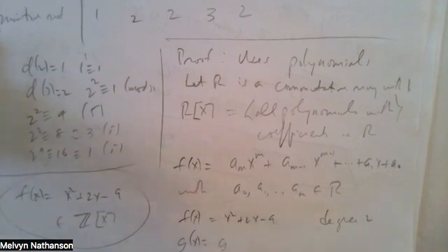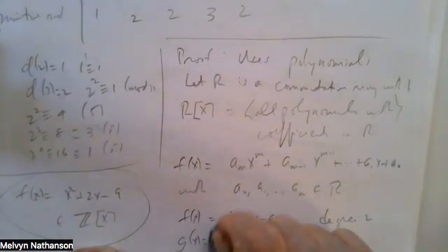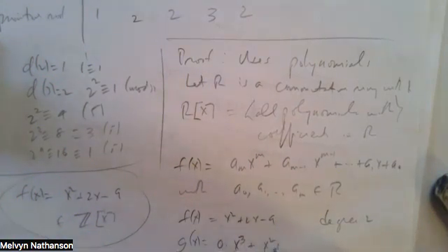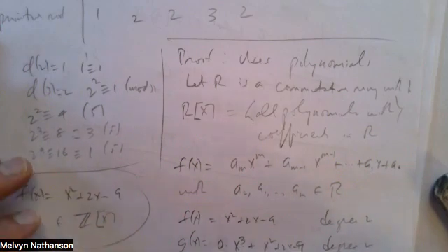Say g of x equal to 0 times x cubed plus x squared plus 2x minus 9. X cubed is multiplied by 0. It's like it's not there. So even though you see an x cubed in this representation, this also has degree 2.